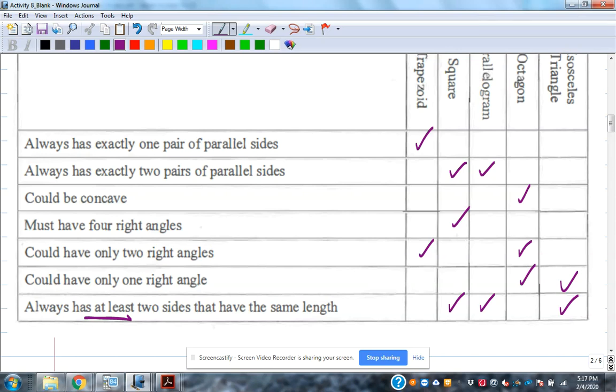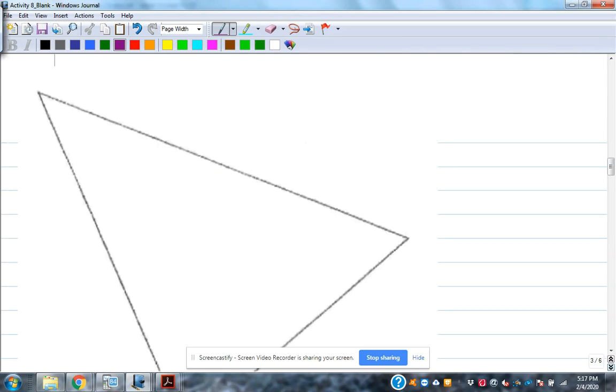Does an octagon always have two sides that are the same length? No, not always. The stop sign we're used to does, but not every time. Okay. Next page. That was a little easier.